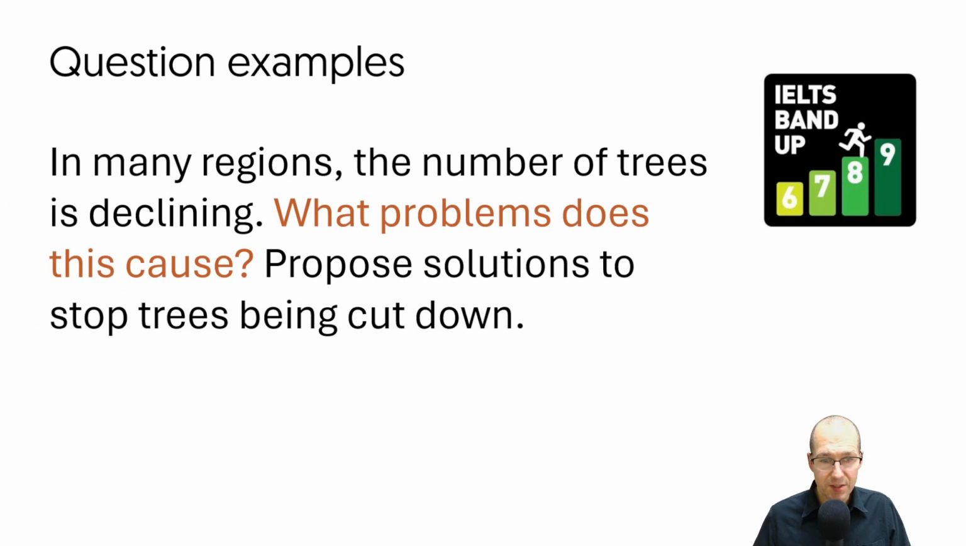Now, for the first question: in many regions, the number of trees is declining. What problems does this cause? And propose some solutions to stop trees being cut down. Well, basically, one paragraph would focus on why trees are being cut down, and the next one would focus on some solutions to stop this.